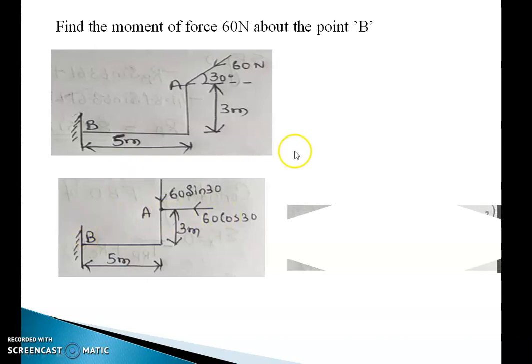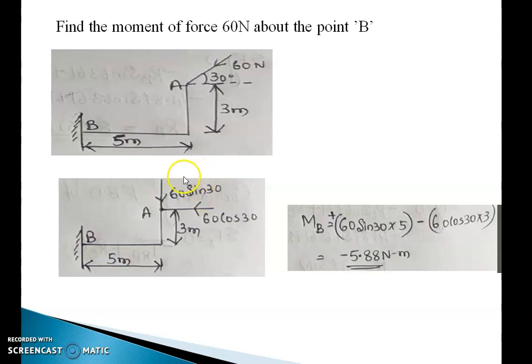Coming to the first force, I will consider 60 sin 30. 60 sin 30 is a 100% vertical force. So when force is vertical, the perpendicular horizontal difference between A and B is required, which is 3 meter. So 60 sin 30 into 3, and it is plus or minus. Fixing the point at B, if I apply the 60 sin 30 force in downward direction, it will rotate in clockwise direction. So it will be plus.